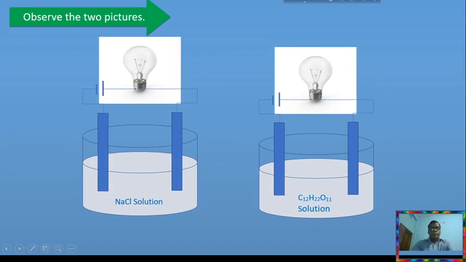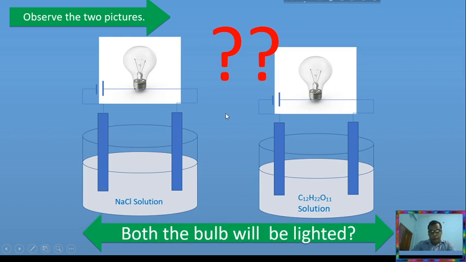So my dear students, I have another question for you. Observe the two pictures. This is the sodium chloride solution. This is a metal rod, and this is the electric bulb, and this is the metallic wire, and this is the solution of sugar. So the two solutions are not the same. This is sodium chloride solution, this is sugar solution. My dear students, which bulb will light up here? The sodium chloride solution bulb or the sugar solution bulb? This is the most important question for you. Today I'll talk about the answer to the question.